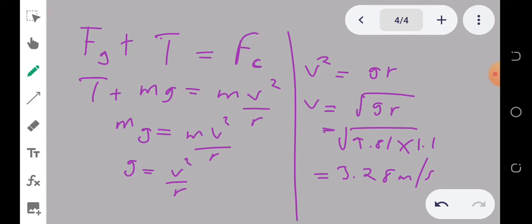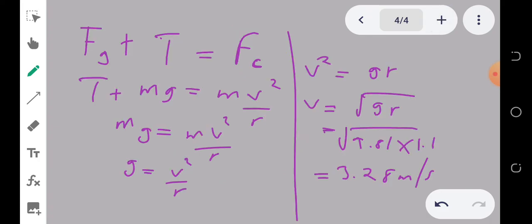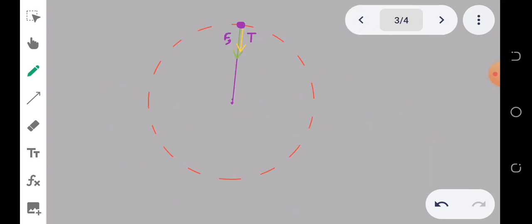So when it is on top, the minimum speed will be 3.28 meters per second, and because it's the minimum, the tension force will be almost zero. In fact they've even told us about the mass itself. So that's how it will be.